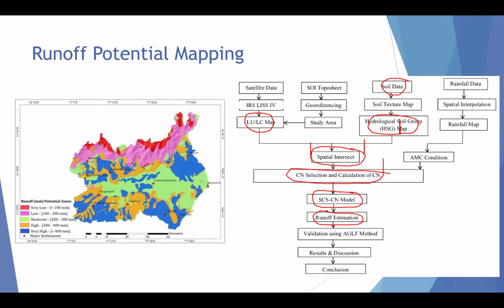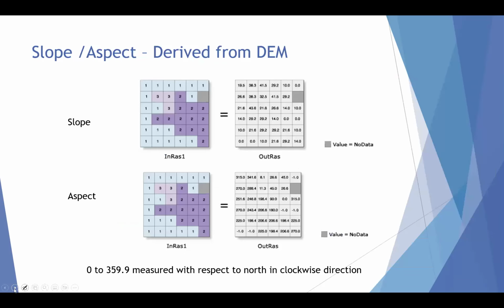Then after that, you may need to validate. Here they have used validation based on the groundwater levels, the available groundwater levels. But then that will give you the runoff in mm. So how much runoff is generated from the watershed can be calculated. Okay, so that is how you can do the runoff potential mapping. Now, why or how it is going to get used, that we will see.